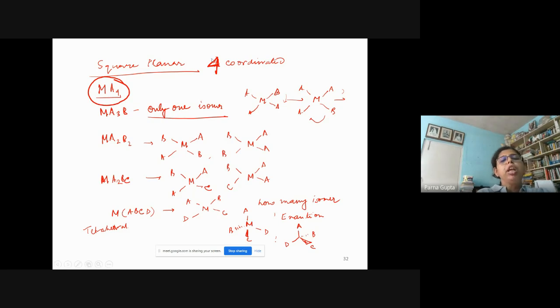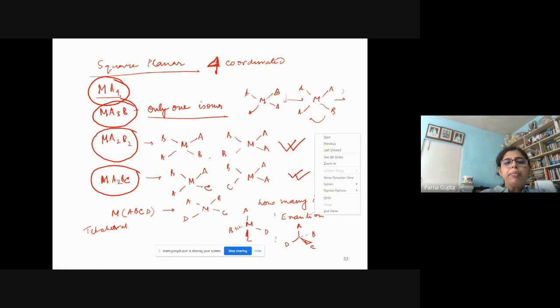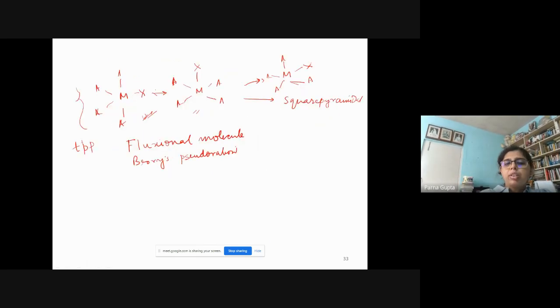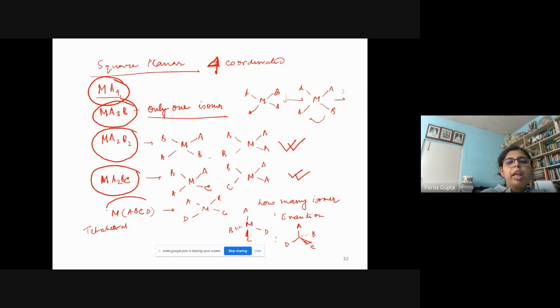If it is MA4, then definitely only one isomer. If it is MA3B, then also it is only one isomer. If it is MA2B2, then you have two isomers. And if you have MA2BC, again you have two isomers. And if you have MABCD, then also you have different isomers, not only diastereoisomers, but how many isomers it might have. Then you can have these 3 types of isomers.